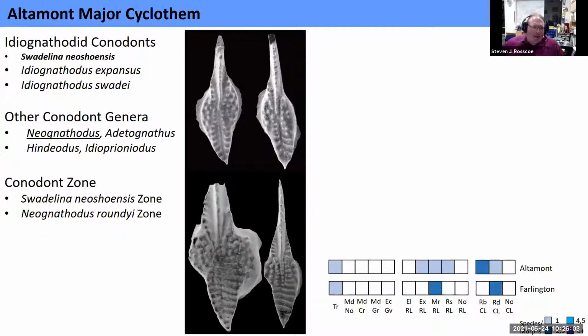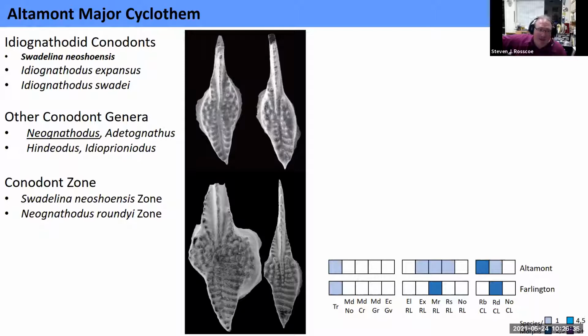In the Altamont cyclothem, this is our first major cyclothem of the talk, we actually see a decent diversification with the addition of one new very important species, Idionethotus suedei. And it was Suede who recognized this distinct species here, where all of a sudden, in addition to the delicatus, which you see to the right on the bottom, you see these massive expanded rostral lobes and very well-developed robust caudal lobes that we see for Idionethotus suedei.